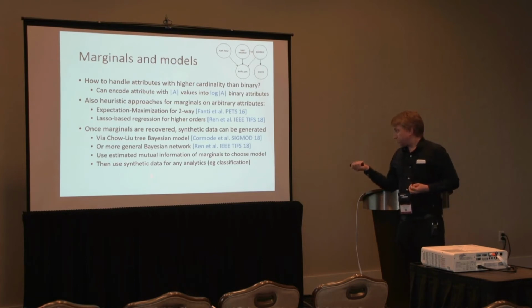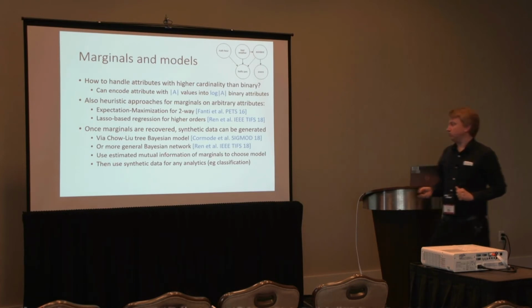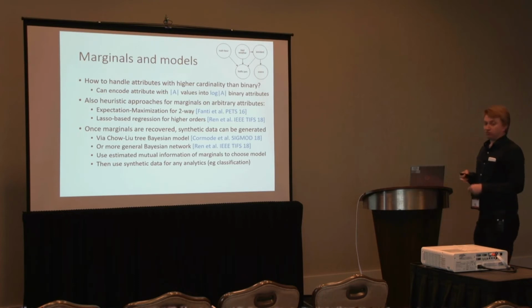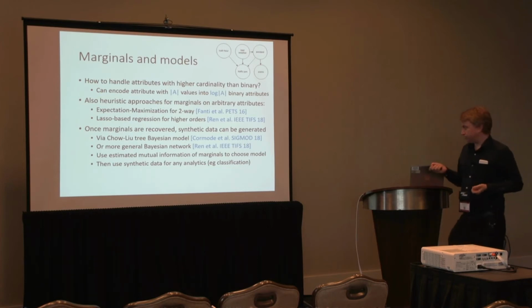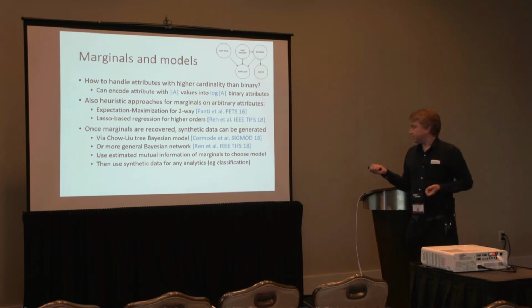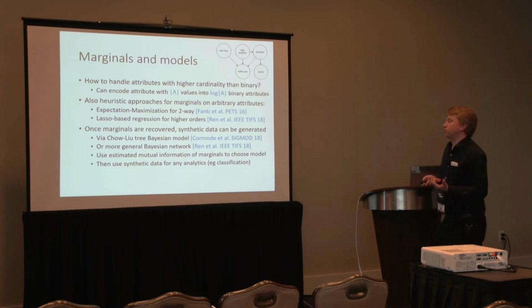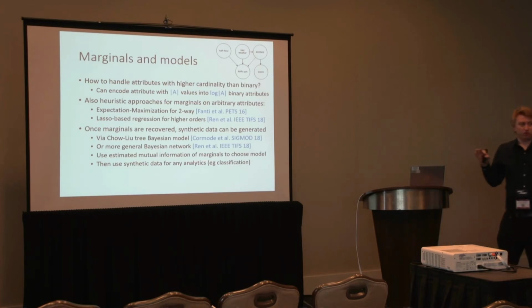So we looked at a tree-structured Bayesian model. More generally, once you've got marginals, you can use them to pick out what's a Bayesian network that seems like it does a good job of representing the data. Use the information from the marginals you've collected to choose what model you're going to build. Then once you've chosen your model, you can just turn the handle on it and generate synthetic data.